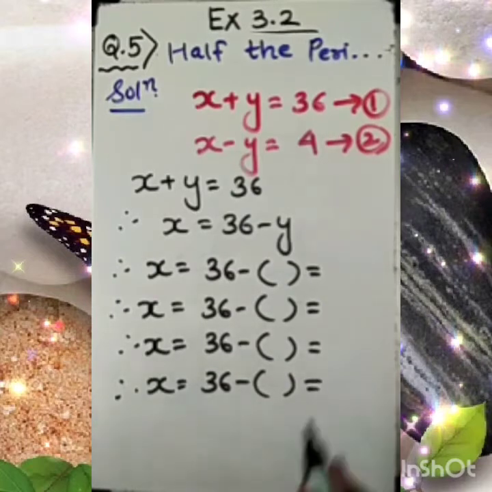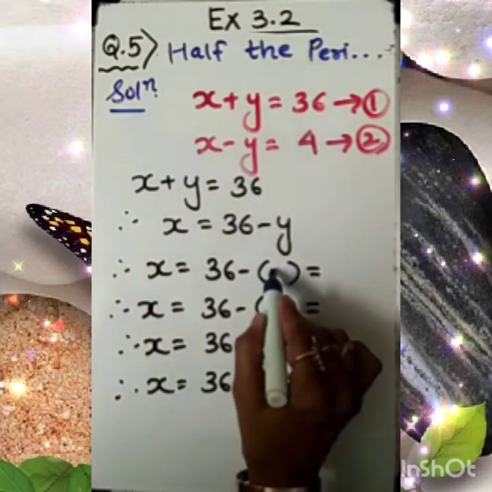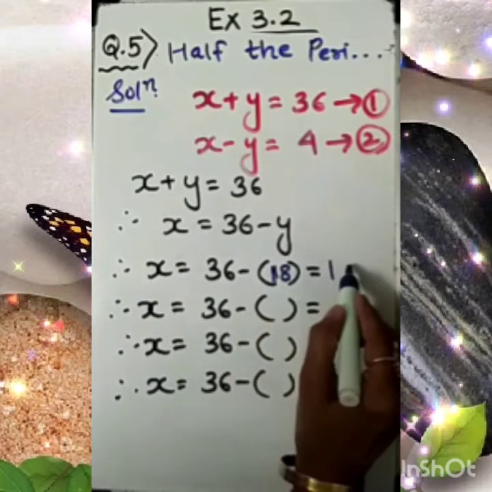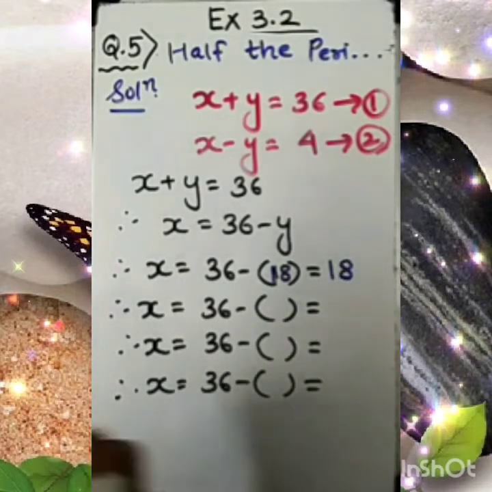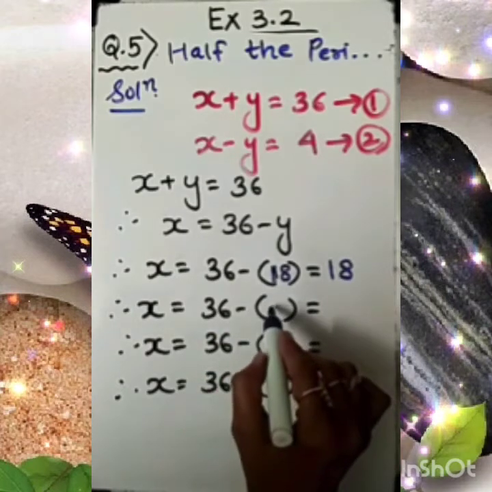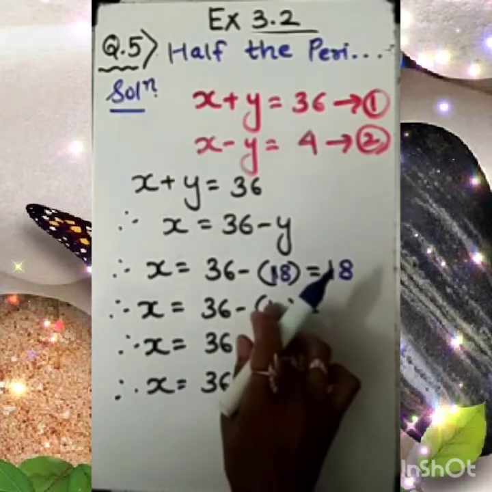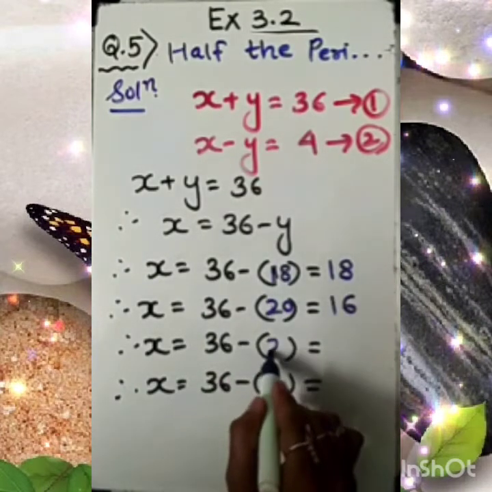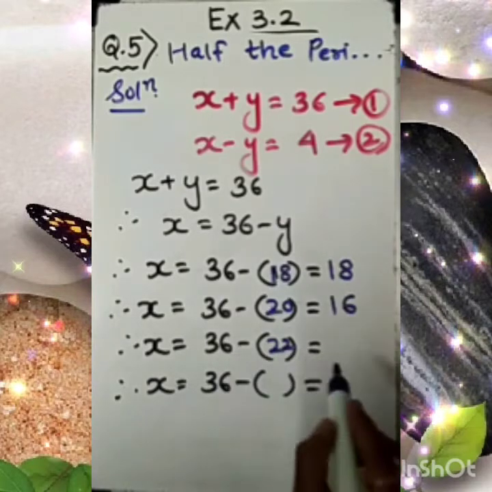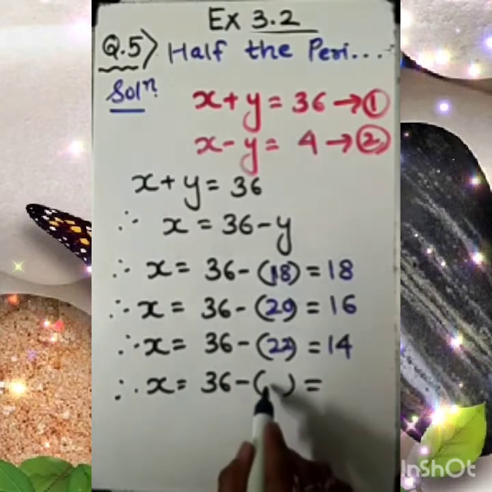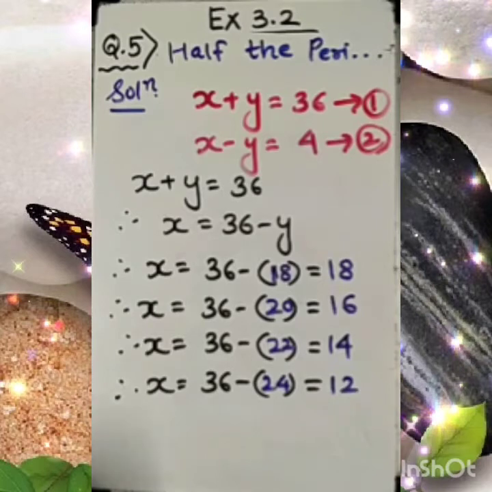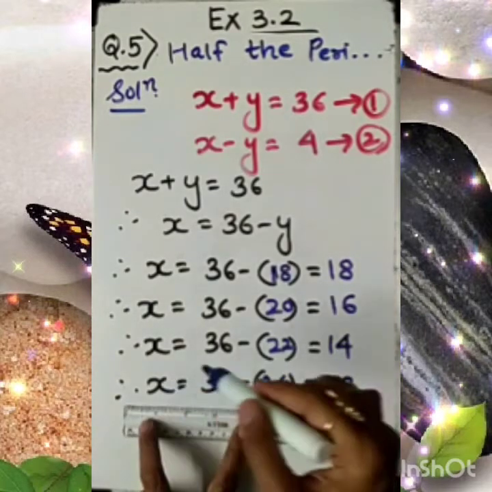So here I have chosen 4 different values. Suppose I am choosing 18 on the y-axis, then on the x-axis I get 18. Suppose I am choosing 20 for y, then it gives the result 16. Suppose I am choosing 22, then of course it will be 14. If I choose 24, then this will be 12. Fine. I am going to put these values carefully in a table.